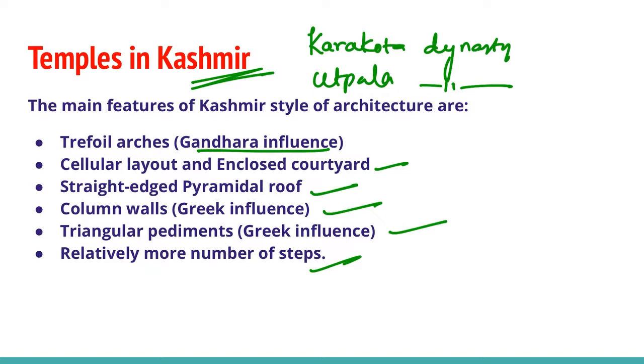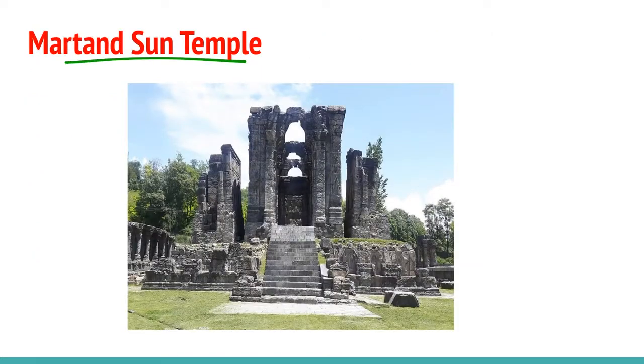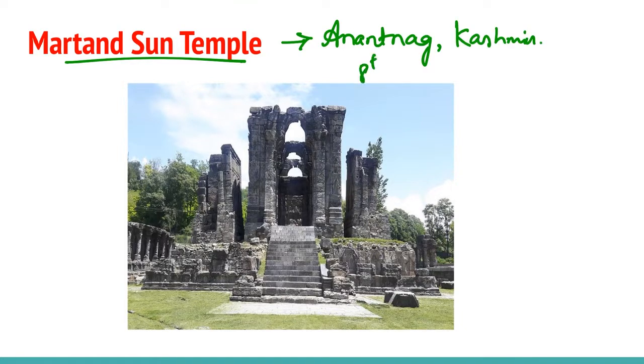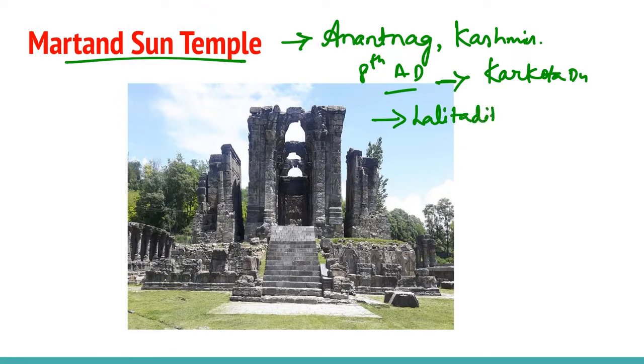Now let's see a few temples that are present in Kashmir. Martand Sun Temple. The Martand Sun Temple is located in Anantnag, Kashmir, and it was built in the 8th century AD under the aegis of the Karkota dynasty ruler Lalitaditya Muktapida. Lalitaditya Muktapida was the ruler of the Karkota dynasty who built the Martand Sun Temple.